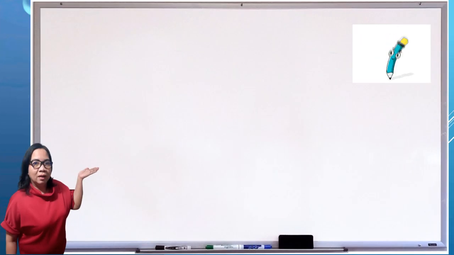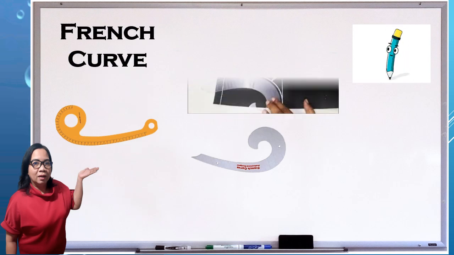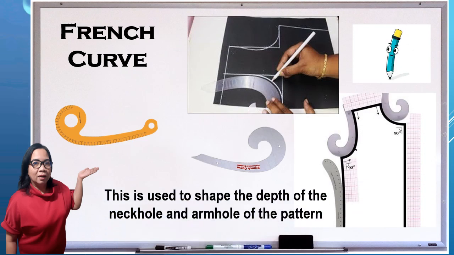What if the sewer needs to measure curved lines like that in the neckline or in the armhole? What tool should be used? Yes, the sewer needs to use this tool. Do you know what this tool is? Correct! This is a French curve. This is used to shape the depth of the neck hole and the armhole in the pattern.